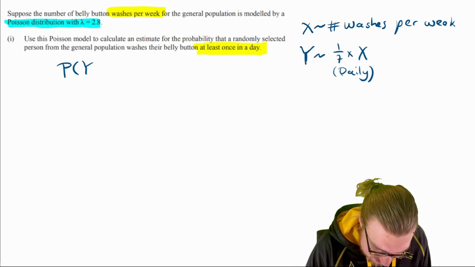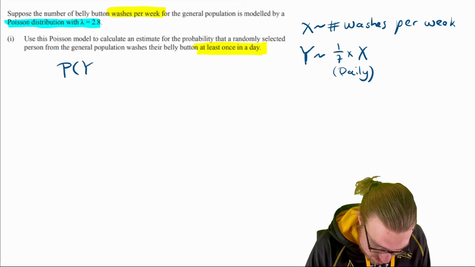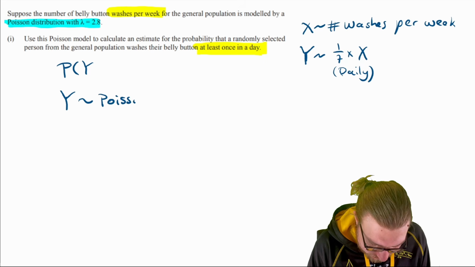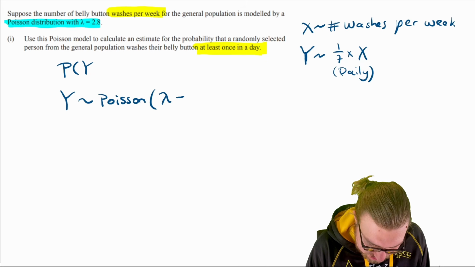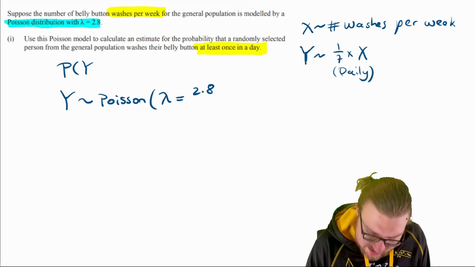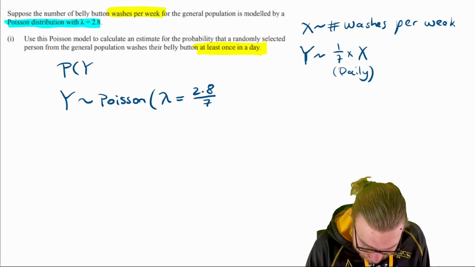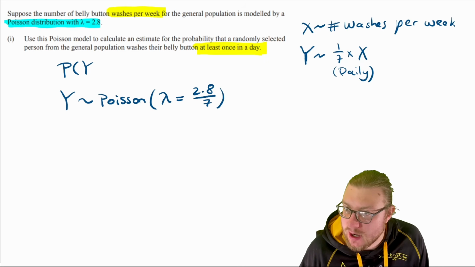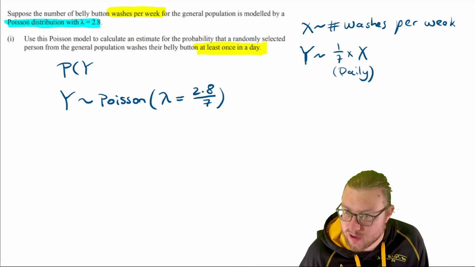So what does that mean? That means we have a new distribution for y. It's still Poisson, but the parameter changes, there's only one parameter for Poisson. It is now 2.8, which is weekly, divided by 7. So now we've got our Poisson distribution and our parameter set up.